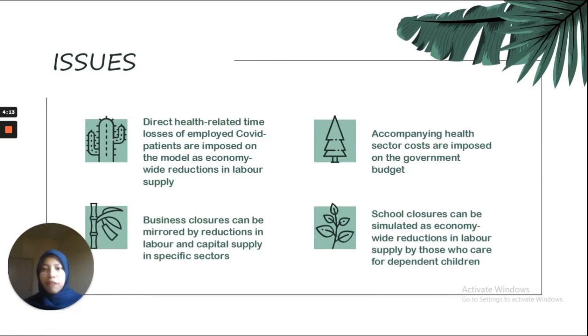For the issues, there are four issues. The first issue is direct health-related time losses of employed COVID patients are enforced on the model as economy-wide reduction in labor supply. The second issue is business closures can be mirrored by reduction in labor and capital supply in specific sectors. Third, accompanying health sector costs are imposed on the government budget. And the last issue is school closure can be simulated as economy-wide reduction in labor supply by those who care for dependent children.